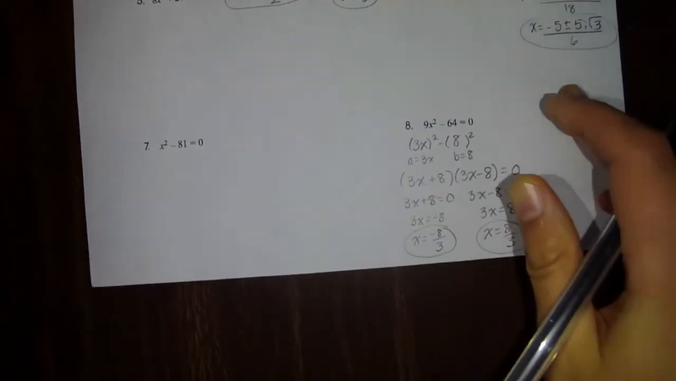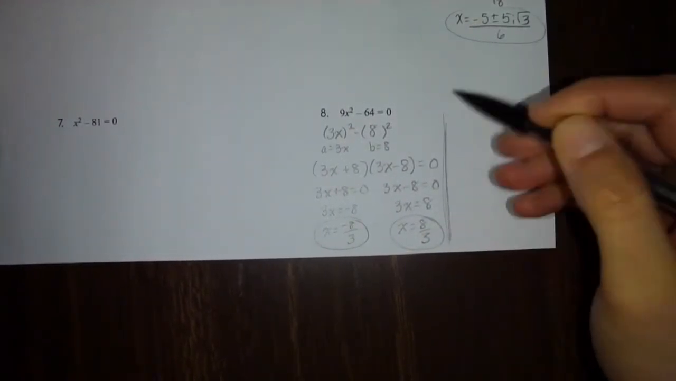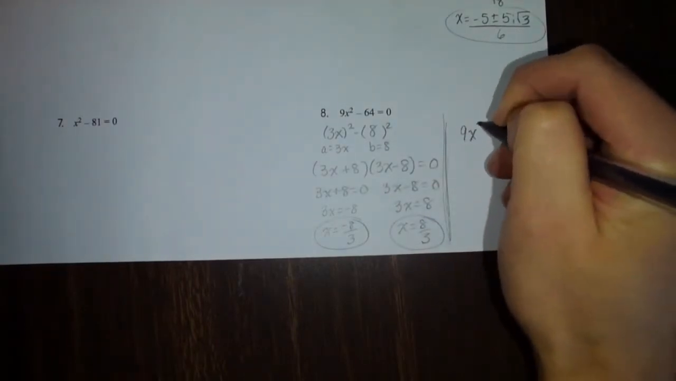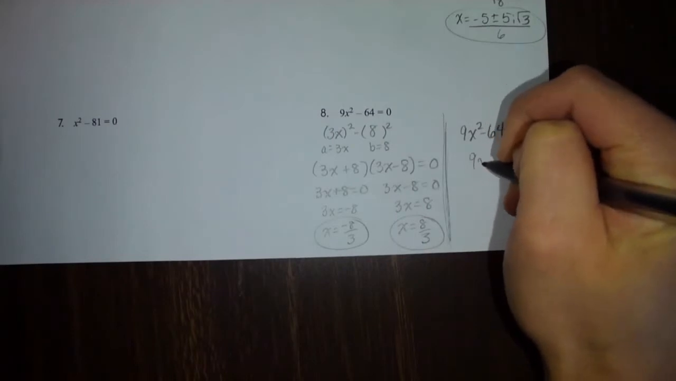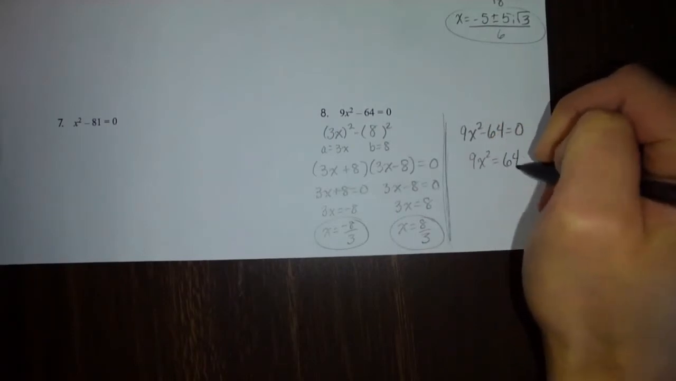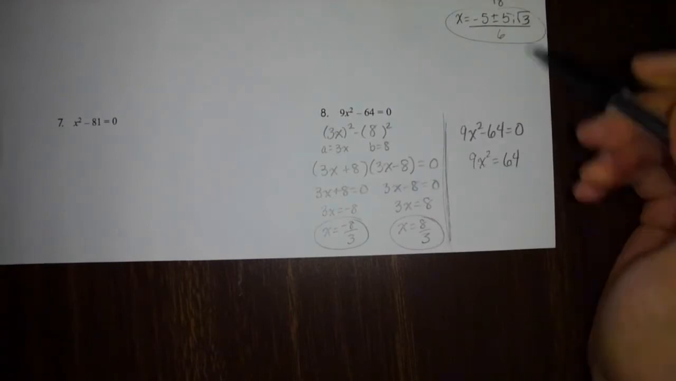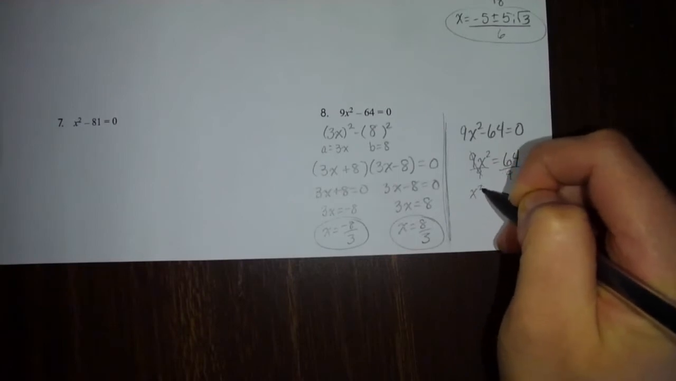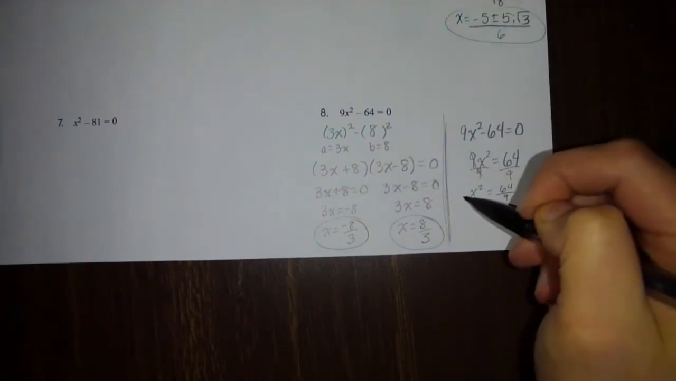Okay, so you could also use square roots to solve this one. So this is how you would factor it out. But if you wanted to use square roots, I would add 64 to the other side. Okay, and before you solve with square roots, you have to divide out the number in front of the x to get x alone. And I'm going to leave this as a fraction, 64 over 9, and then take the square root.